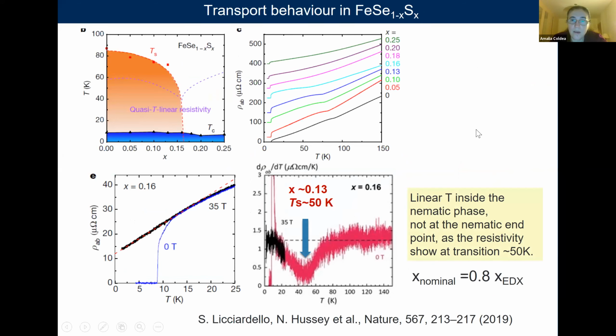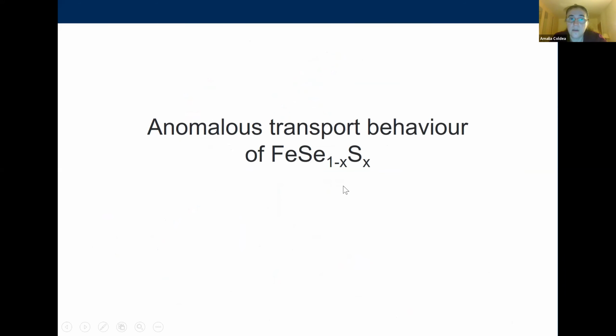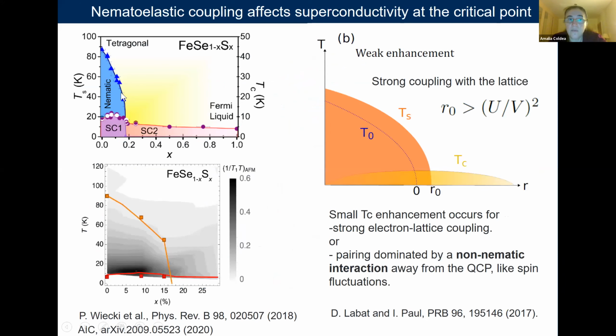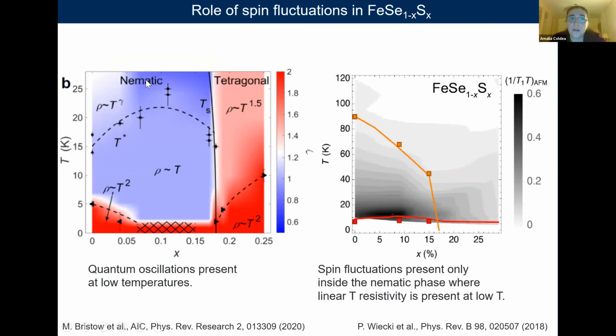I'll speak for myself first, and then I'll let Nigel agree or disagree with me. The linear resistivity Nigel is talking about is at 0.16, but 0.16 has a TS of 50 Kelvin. That is the nominal composition, and it corresponds to a sample with a TS of 50 Kelvin. If we go to the phase diagram, 50 Kelvin is somewhere here, and that's inside the nematic phase, where we also see linearity. So from the data point of view, both our data agree that inside the nematic phase, there's a linear resistivity.